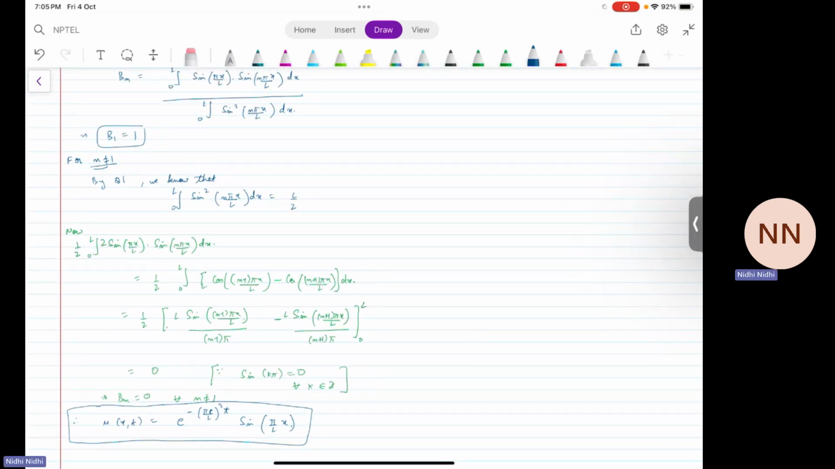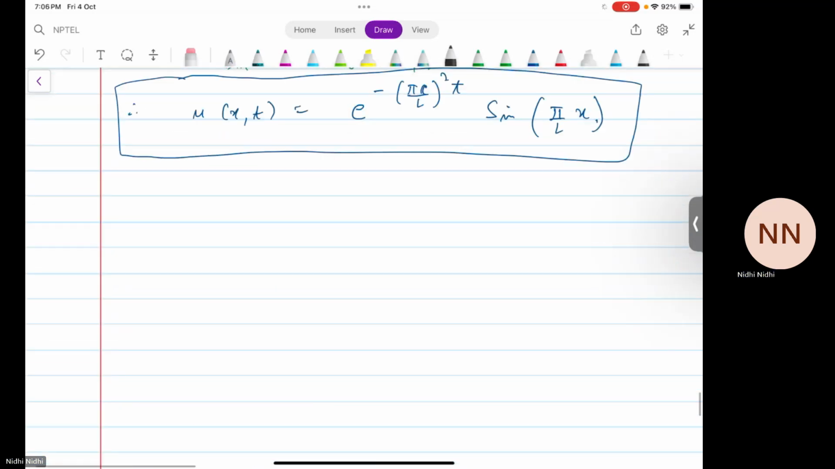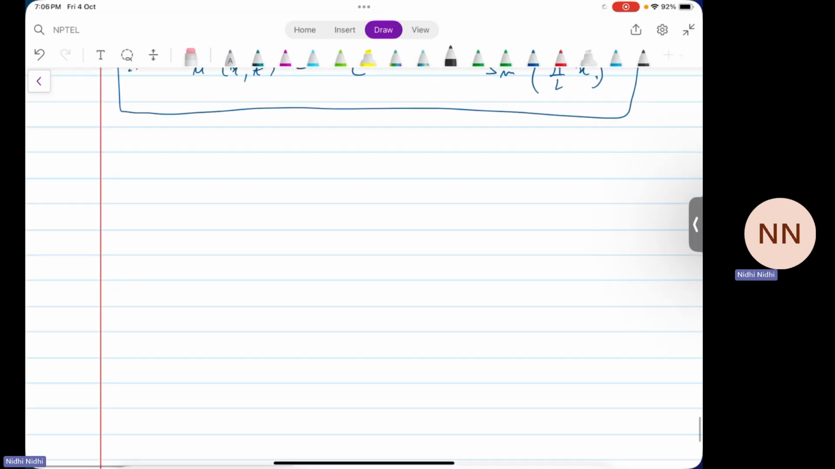So I hope this was fine with everyone. Let's move to the next question, question number 4. This is again a statement based problem.